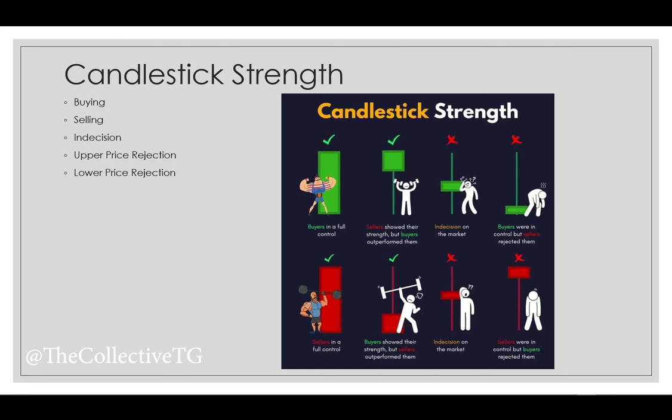And then the next one we have, just going further, making it look like a hammer. So like I said, just reiterating, this is lower price rejection, as represented by this long wick right here. Lower price rejection.